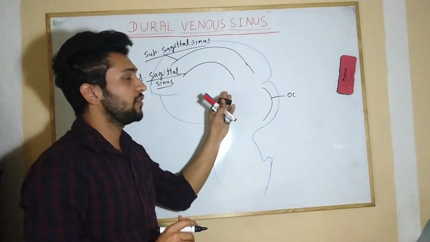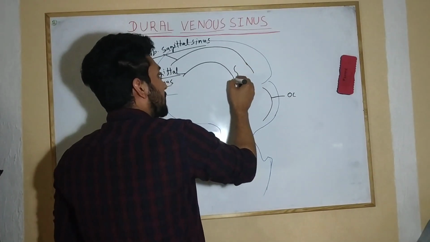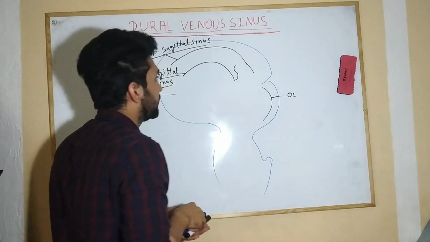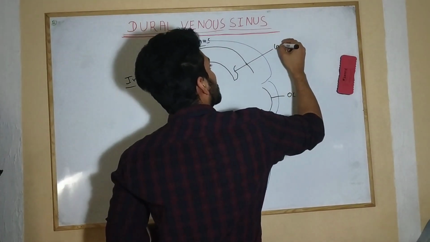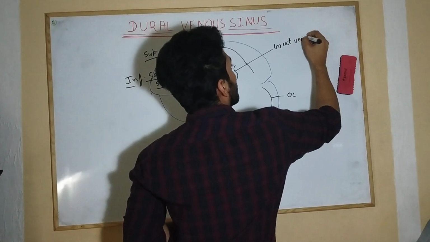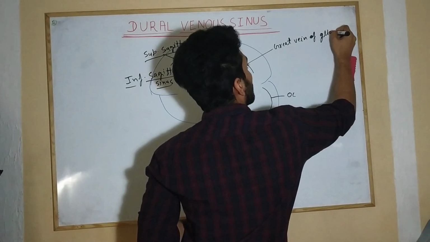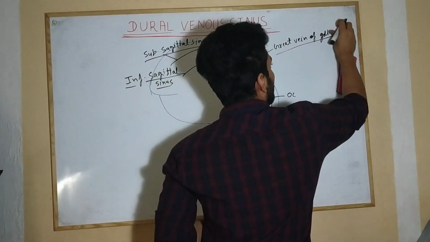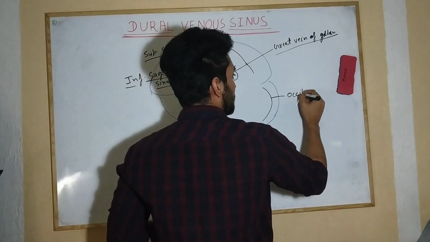So he has got a very great girl, and the great girl's name is Great Vein of Galen. So we have the girl's name. This girl is the Great Vein of Galen here. Occipital.